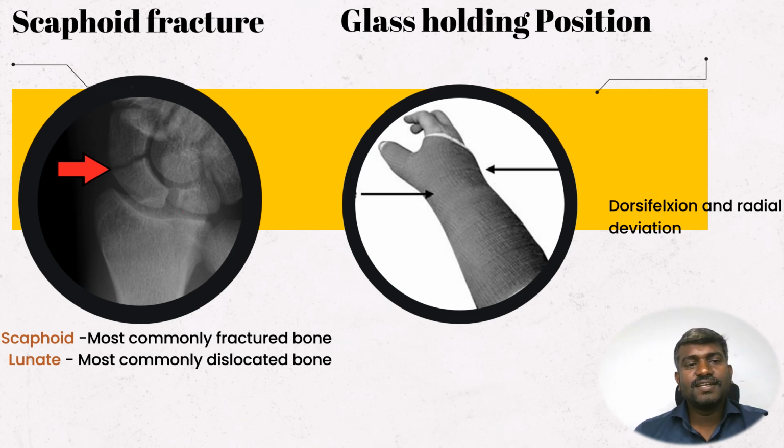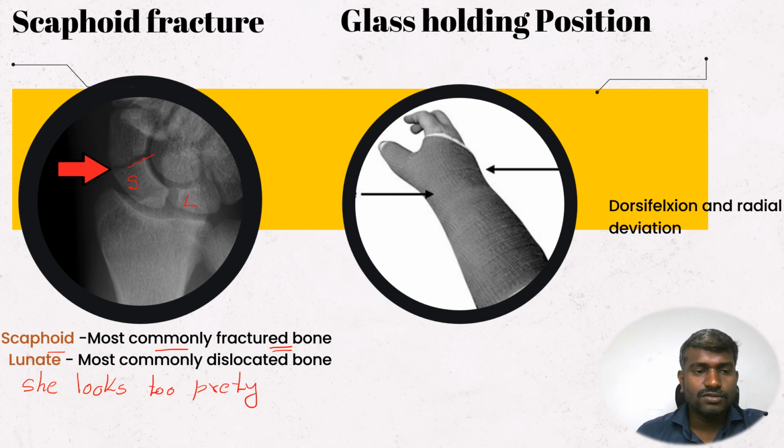Let's look at the X-ray here. The patient is having a scaphoid fracture. Yes, scaphoid is the most commonly fractured bone. This is going to be scaphoid, and most commonly dislocated is going to be the lunate. There is a mnemonic called "She looks too pretty, try to catch her."